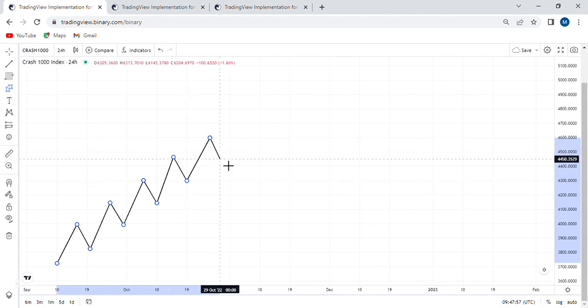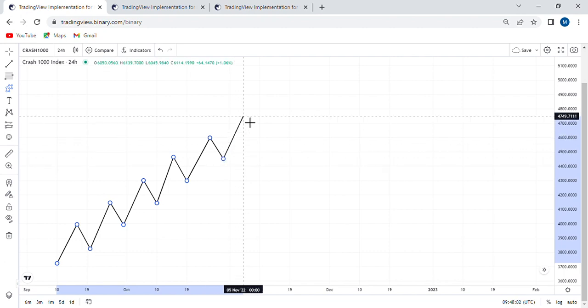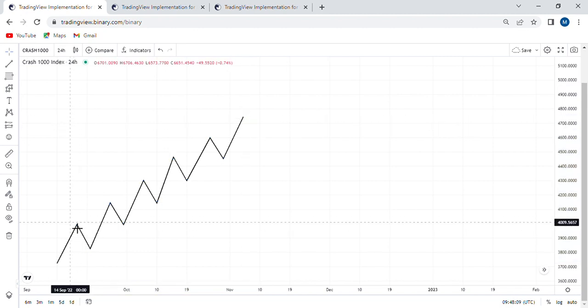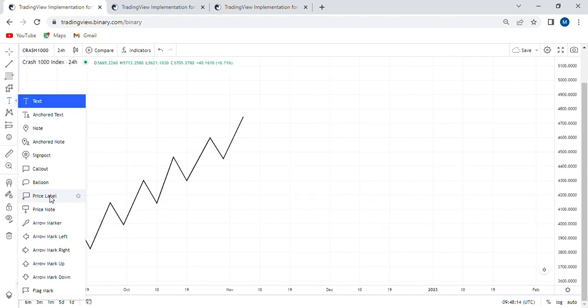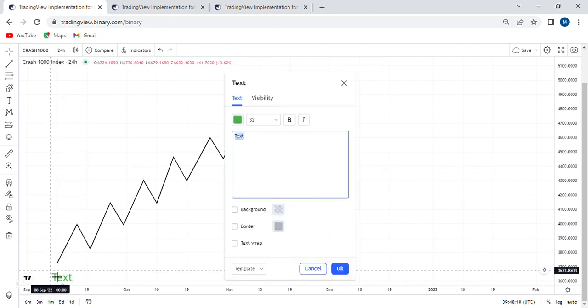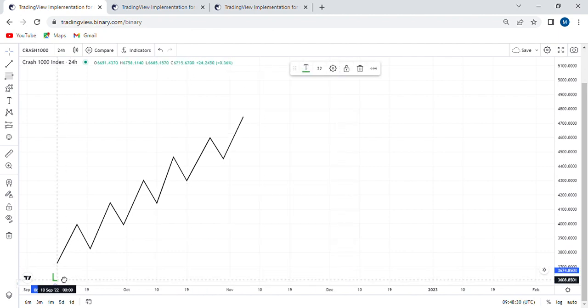So when you understand this, you'll be able to know when to buy. You'll be able to know that this is an uptrend, so you don't need to sell, you need to buy. Let me start from the beginning. We have this as our low. This should be our low. This is our low here.